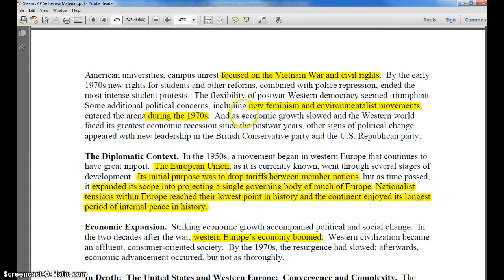We also see during the 70s there are new social movements, like feminism and environmentalism, and that's part of the essential question that we look at: how does the post-World War II world adapt to environmental challenges? And environmentalist movements try to protect the earth.